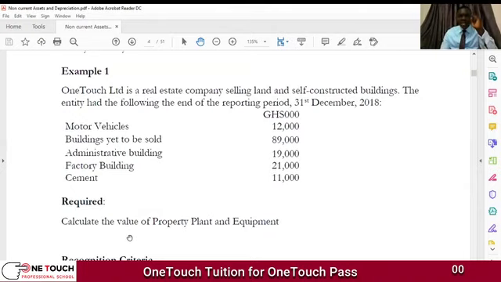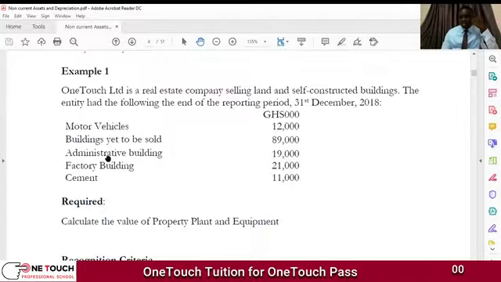The entity had the following at the end of the reporting period: motor vehicles, buildings held to be sold, administrative building, factory building, and cement. Required: calculate the value of property, plant, and equipment of One Touch Limited. So how do we determine that?